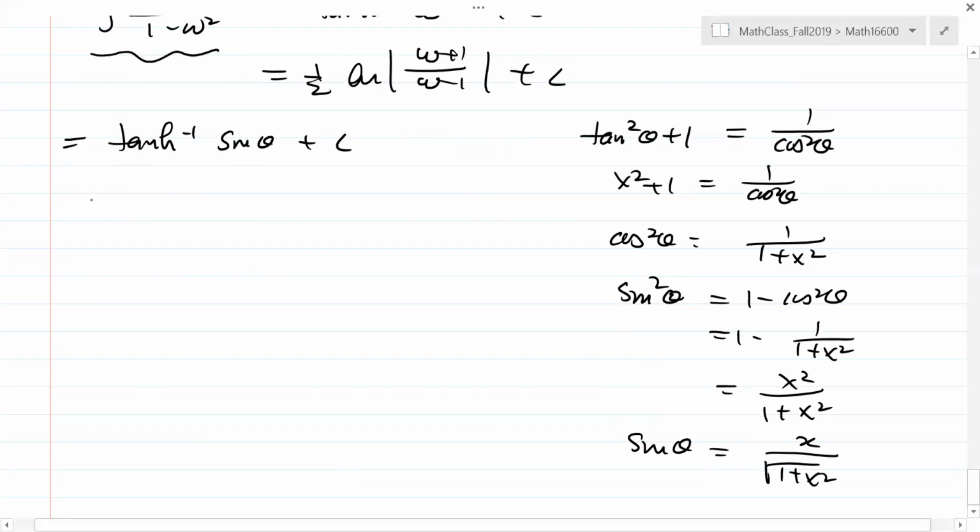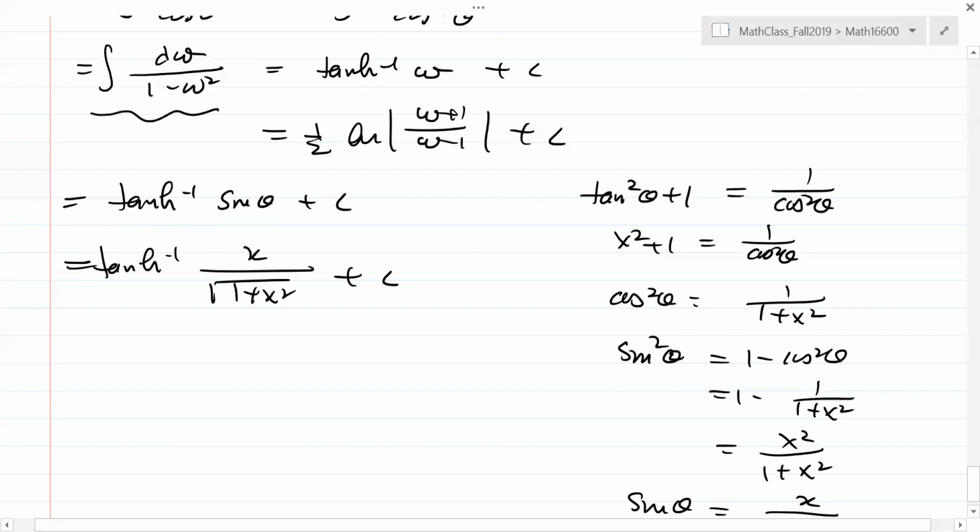Okay. Then you can put the answer here. If you don't like this expression using natural log, then you get the expression in terms of natural log. Okay, so this is actually a complicated problem, because you have to solve for sine theta in terms of x.